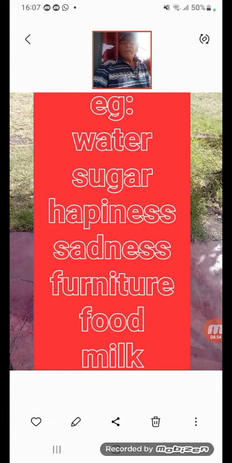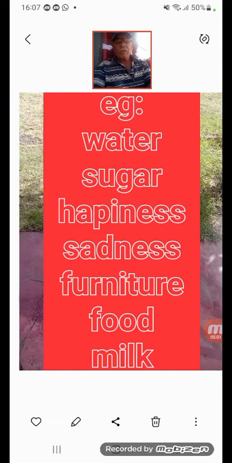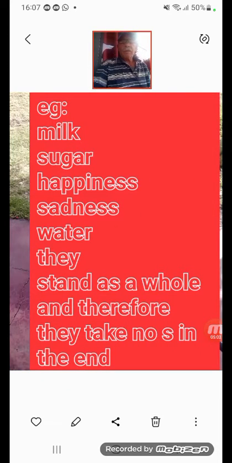Also, we can never use an indefinite article before uncountable nouns. Example: milk, sugar, happiness, sadness, water. They stand as a whole, and therefore they take no s in the end.